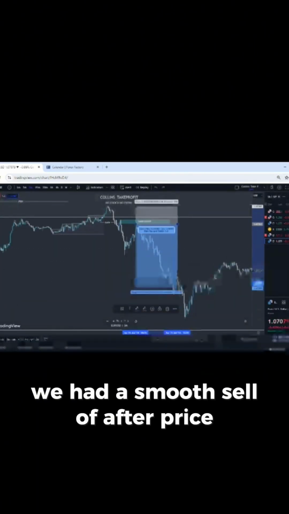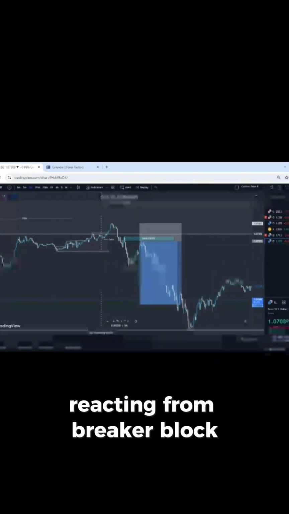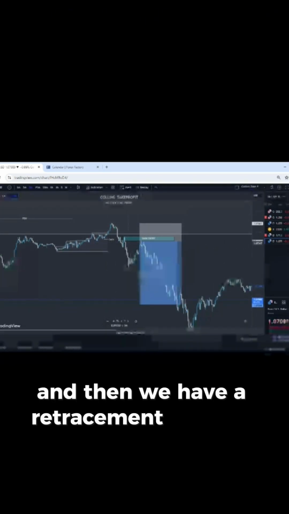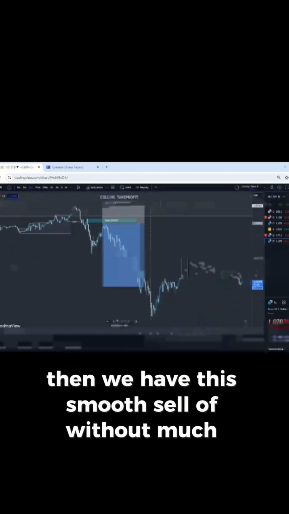after price changed character, and then we had a push-up, price reacting from a breaker block, and then we had a retracement into this other block, then we had this smooth sell-off without much struggle, right?